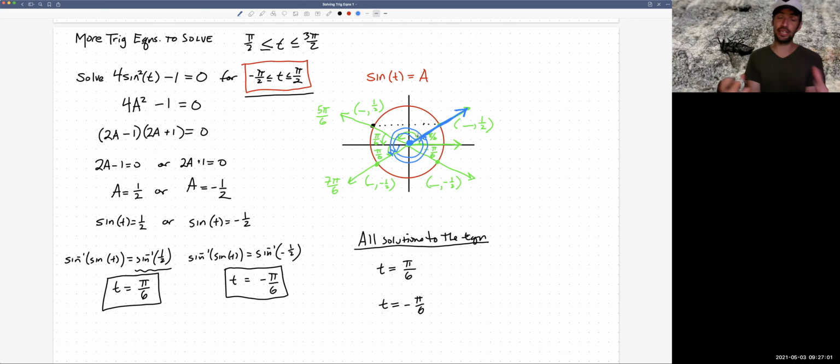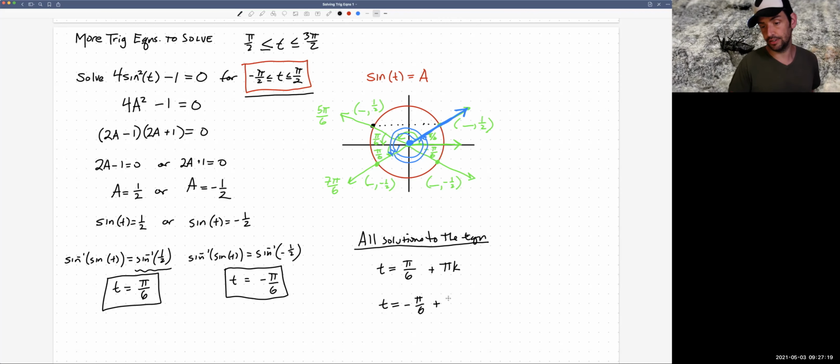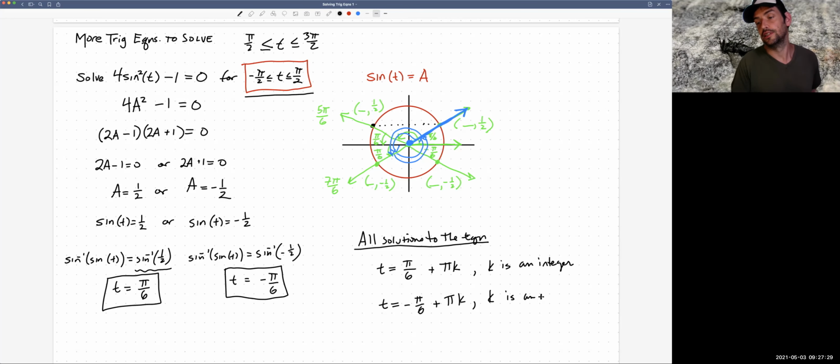So in this case, remember we've done this before and we've ended up with things like plus 2 pi k because we're talking about full rotations. Now I only need pi k. Same thing with the negative pi over 6. You can see it's got this angle, a half rotation around it, plus pi k, where k is an integer.